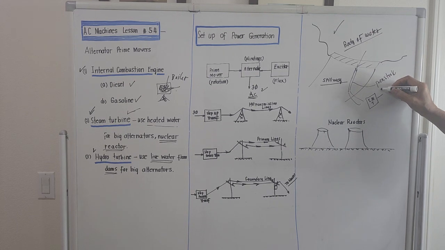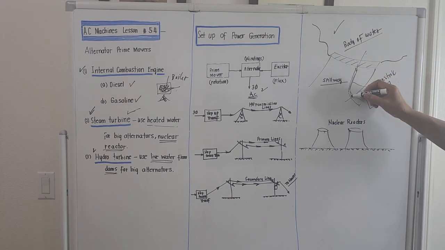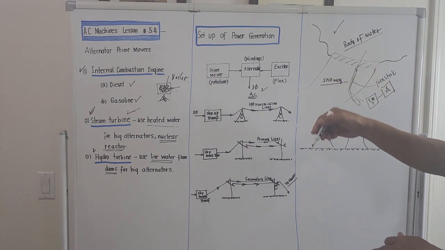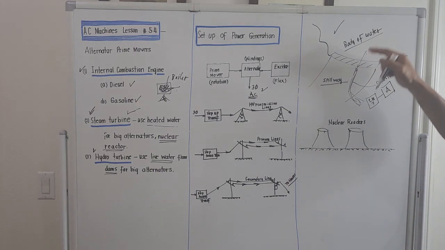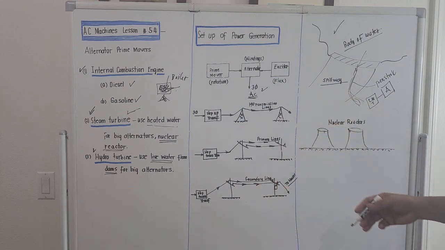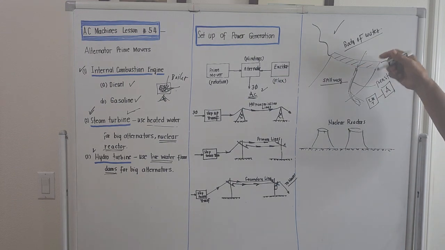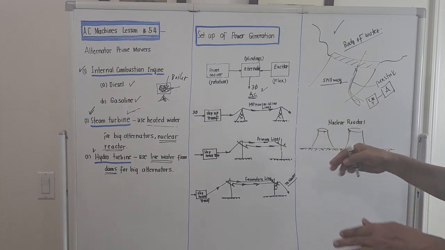Okay, and this water turbine is directly connected to the alternator. So as long as there is water entering the penstock, the turbine will rotate. Okay, when the turbine rotates, the alternator rotates, and when the alternator rotates, it generates power. That's why we got electricity at home. So for as long as there is water in the dam, we got electricity.